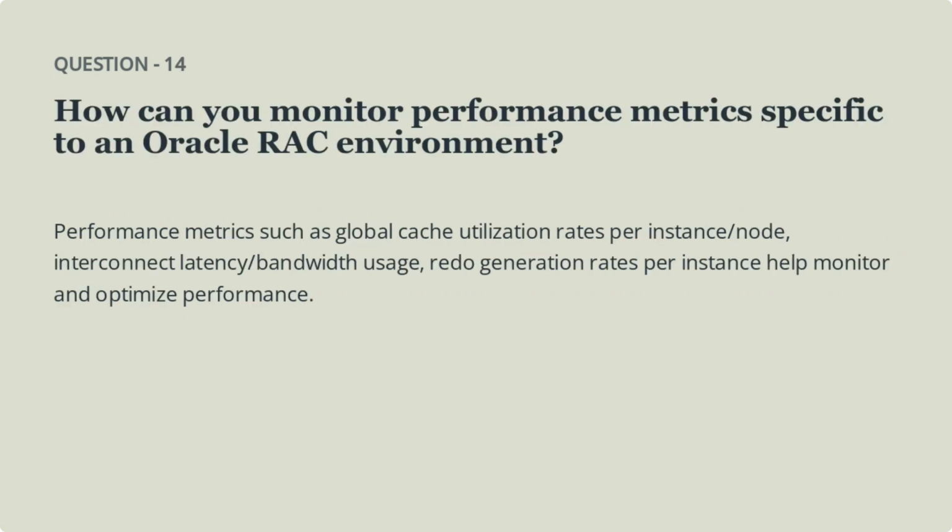In an Oracle RAC environment, monitoring performance metrics is crucial for optimizing performance. Key metrics to monitor include global cache utilization rates per instance or node, interconnect latency and bandwidth usage, and redo generation rates per instance. By closely monitoring these metrics, administrators can identify and address performance bottlenecks, ensuring efficient operation of the Oracle RAC environment.